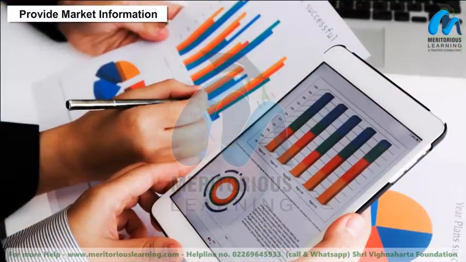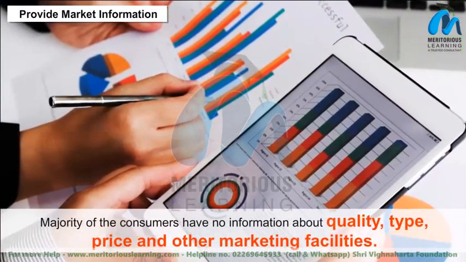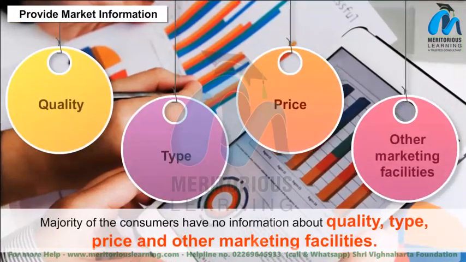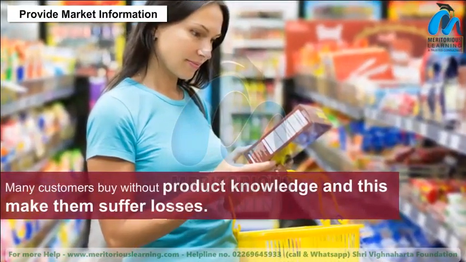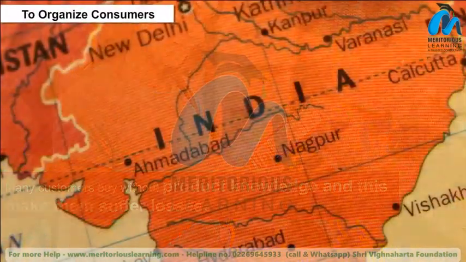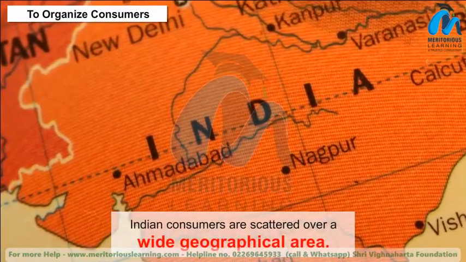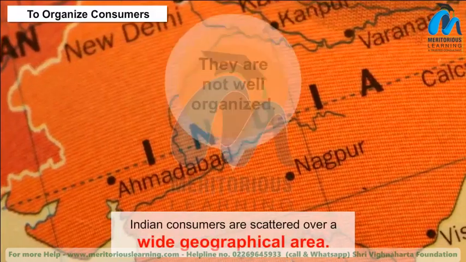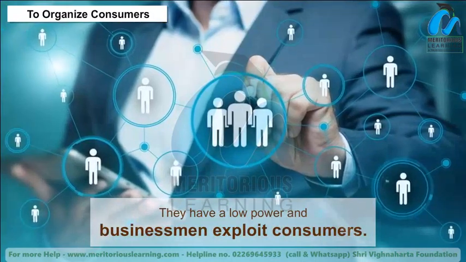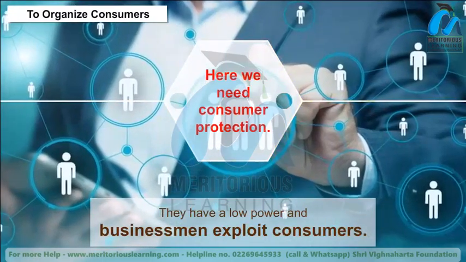Provide market information. The majority of consumers have no information about quality, type, price, and other marketing facilities. Many customers buy without product knowledge, and this makes them suffer losses. To organize consumers. Indian consumers are scattered over a wide geographical area. They are not well organized. They have low power, and businessmen exploit consumers. Here, we need consumer protection.